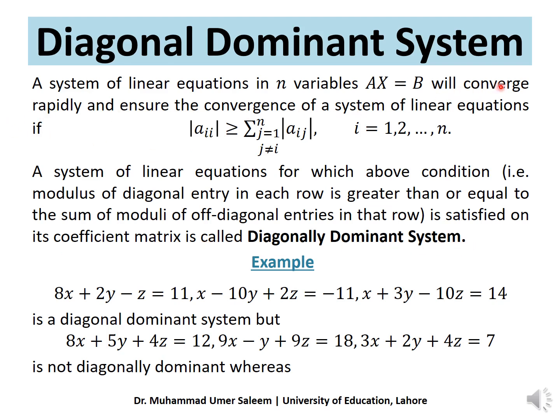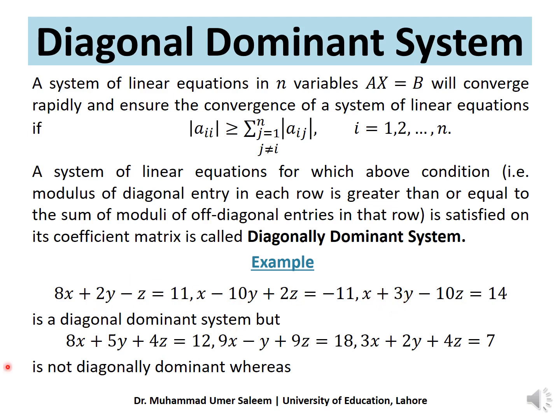will ensure the rapid convergence of the system. So it will help us get a more accurate result in fewer iterations. If you look at this example system, the first entry is 8, and the rest are 2 and 1, which sum to 3. So 8 is greater than 3. Here 10 is greater than 1 plus 2, which is 3. Here 10 is greater than 3 plus 1, which is 4. So this is a diagonally dominant system.